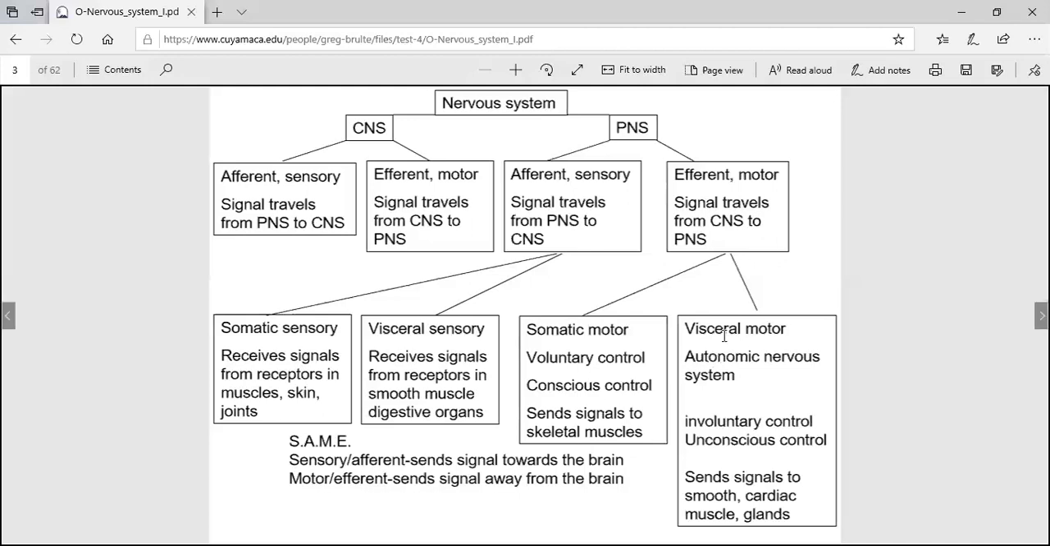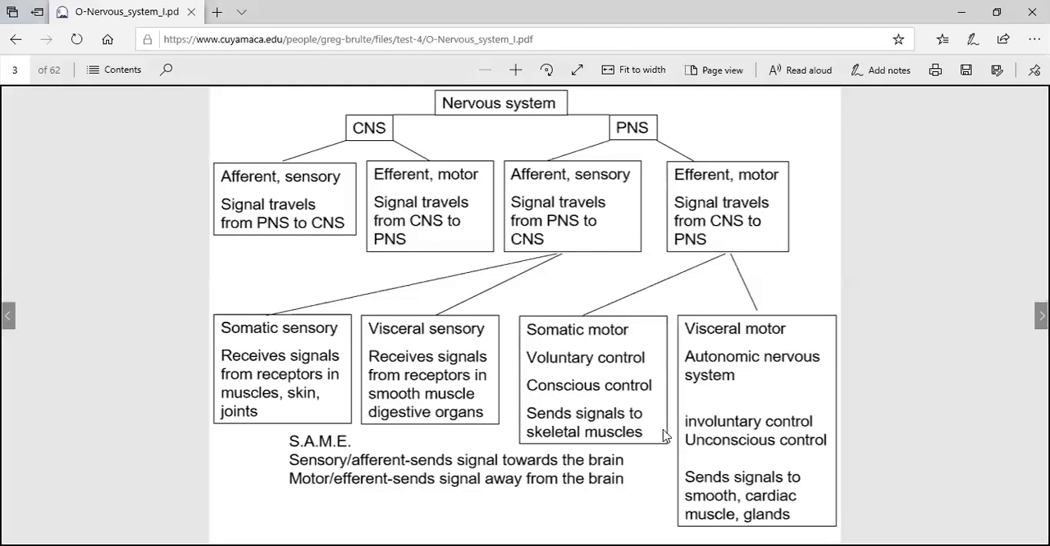Whereas visceral motor, that's not under your control. That's mainly controlling smooth muscle, cardiac muscle, and glands. So you can't go, I'm going to digest now, right? It just happens automatically. When you get scared and your hair stands up on your arms, you can't go, I'm going to be scared now, right? It's not under your control. So that's visceral motor. This whole division is also called the autonomic nervous system. So don't stress on this too much.